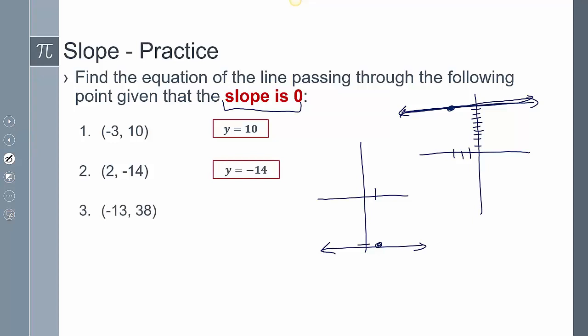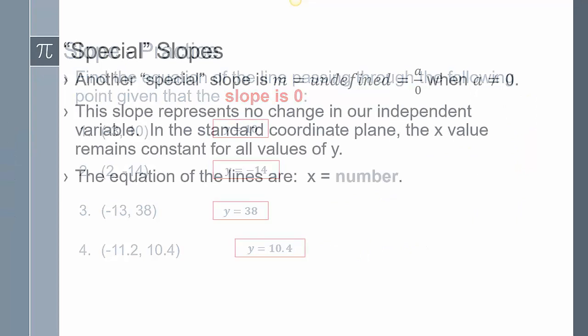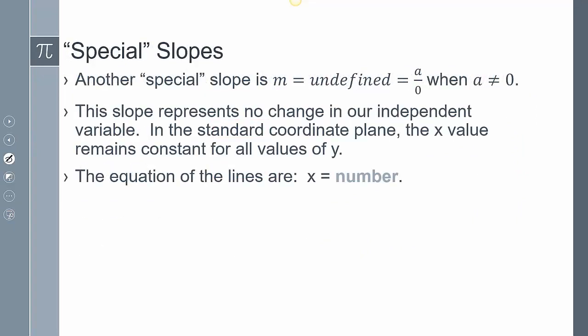13, 38, negative 13, 38, that's going to be y equals 38. Negative 11.2, 10.4, it's going to be y equals 10.4. Now, if we ever have this undefined slope, which means we have a number that's divided by 0, it's going to be x equals the number.